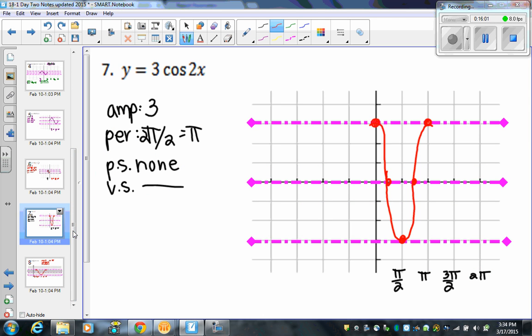For number 7, again, no vertical shift, so our midline is on the x-axis. Our amplitude is 3, so our high goes up 3 and down 3. Our period is shortened to pi, so when I'm placing my first point, since I don't have a phase shift and it's a cosine graph, x at 0 starts on the high. Since my period is shortened, it's only pi units. My next high point is 2 spaces away, or pi units away. Halfway between would be a low, halfway between would be middle, halfway between would be middle, and then we create our curve.